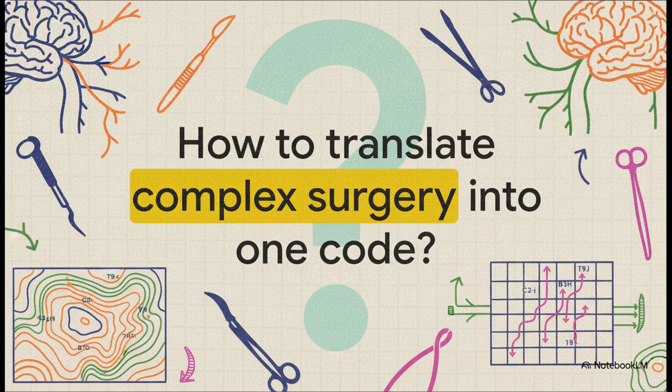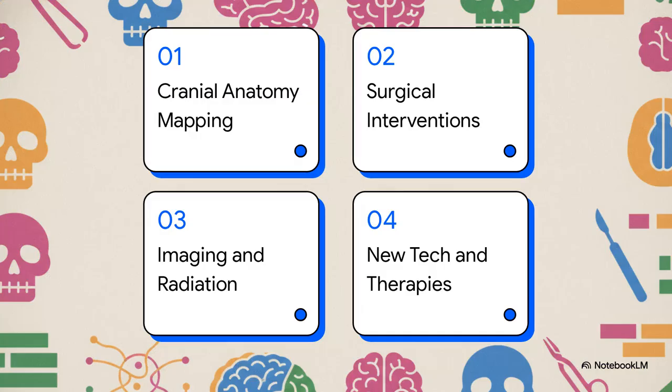It's actually a highly detailed, incredibly logical geographical map. And today, we're going to learn how to read that map together, translating anatomical locations and surgical actions into precise character values. So here's our decoder's map for today. First, we've got cranial anatomy mapping. Second, surgical interventions. Third, imaging and radiation. And fourth, new technology and therapies.